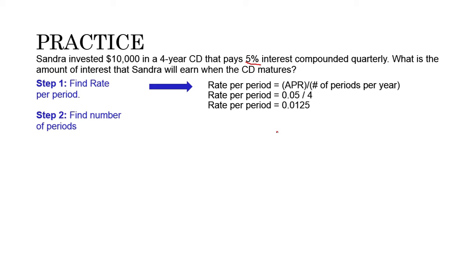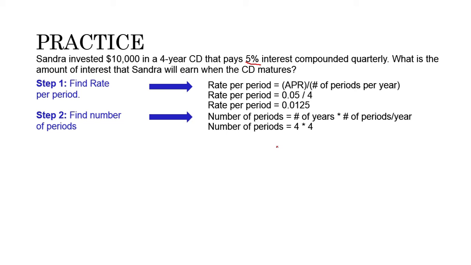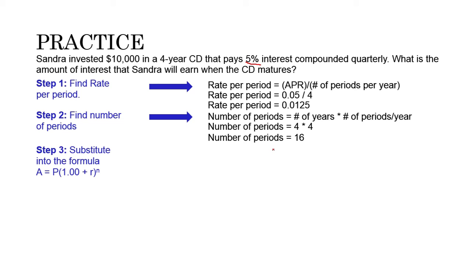Next up, find the number of periods. So there are 4 years this time. Multiply 4 times 4 because there are 4 periods per year. We get 16. So the number of periods is 16 this time. Step 3, substitute it into the formula to find the amount. So we have the principal of 10,000, the rate per period of 0.0125, and the number of periods to be 16.